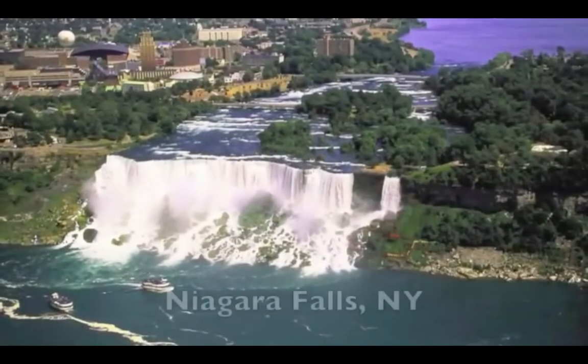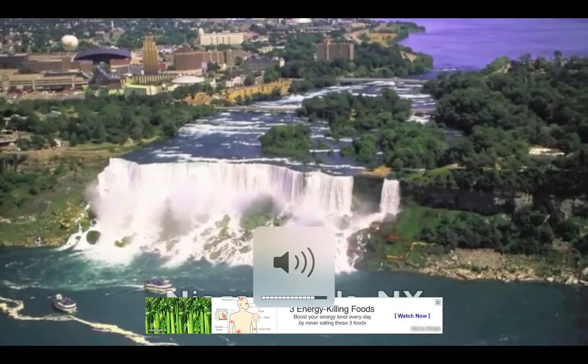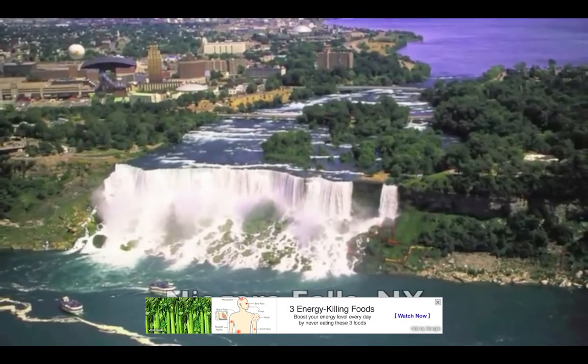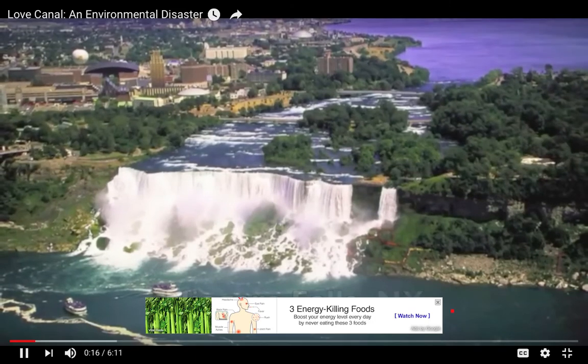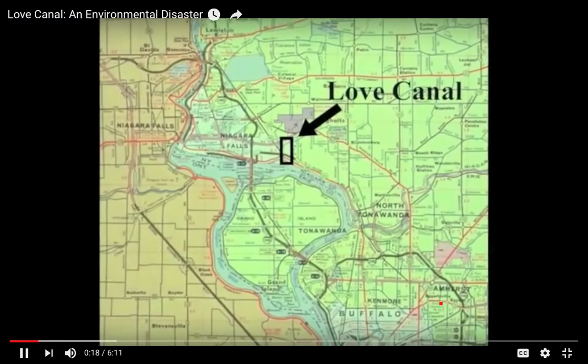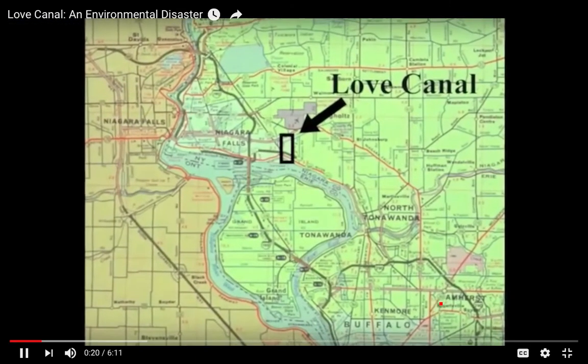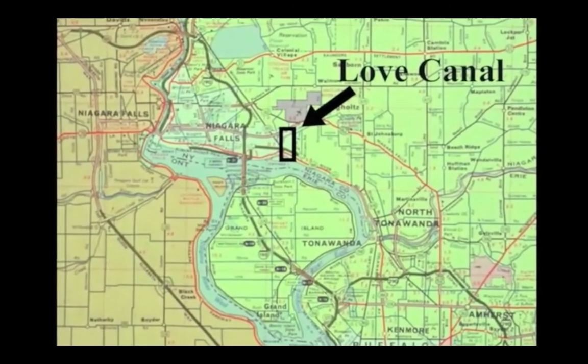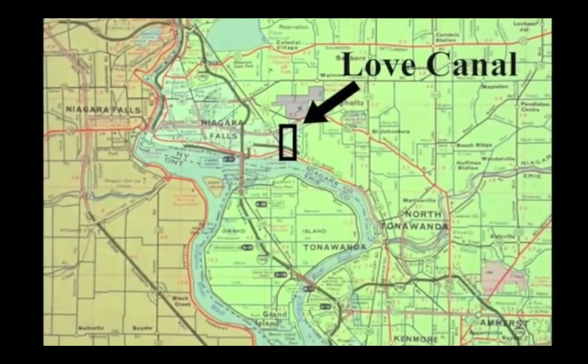In 1892, William T. Love proposed connecting the upper and lower Niagara rivers by digging a 6-mile canal to provide cheap hydroelectric power to the area. This region, located in New York State, became known as Love Canal. However, after only a mile of the trench was dug, the project was abandoned due to a lack of funding.